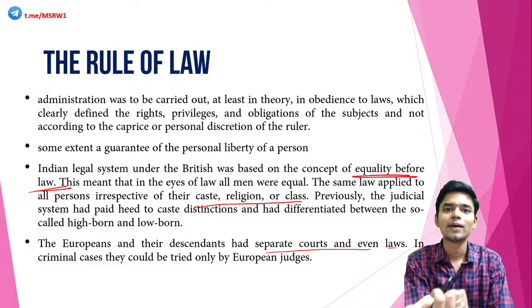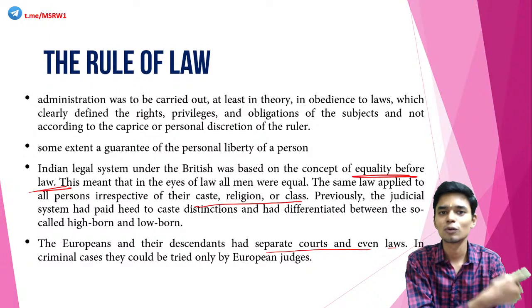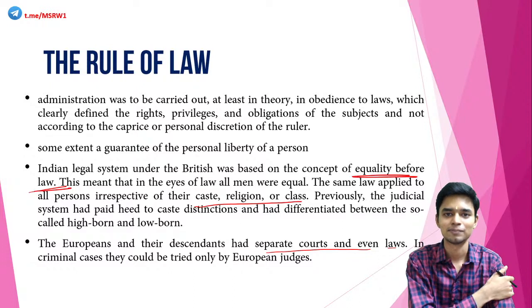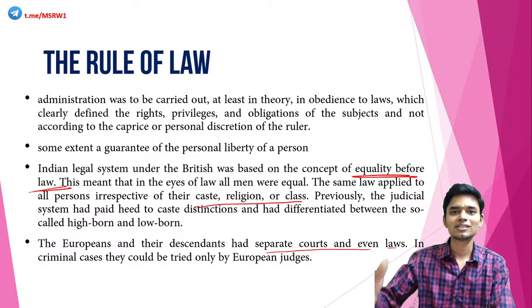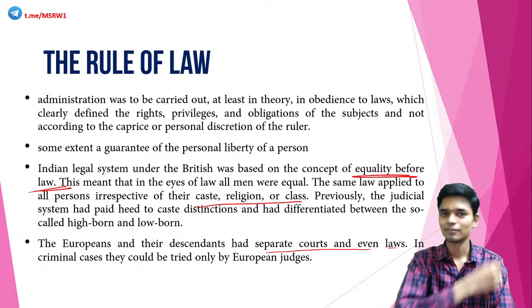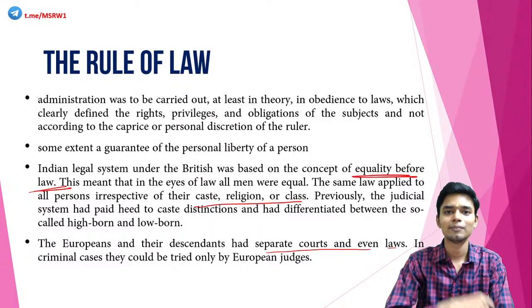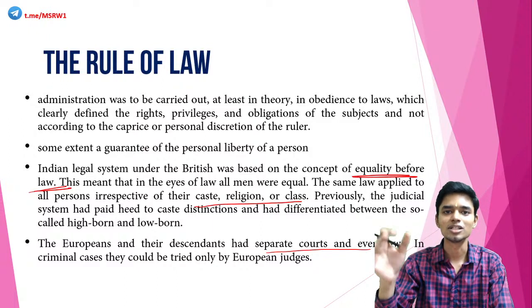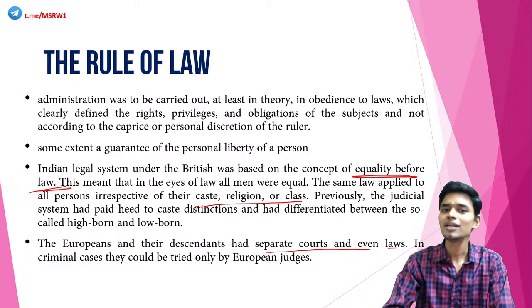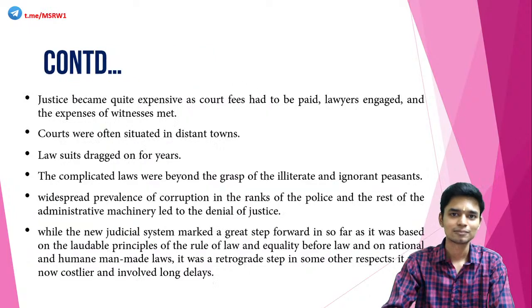Europeans cannot be tried by Indian judges. They had to be tried by European judges only. Special courts were maintained for them. So this kind of discrimination was established by Britain, although they managed to bring in some kind of judicial unity and equality throughout the judicial process in India.